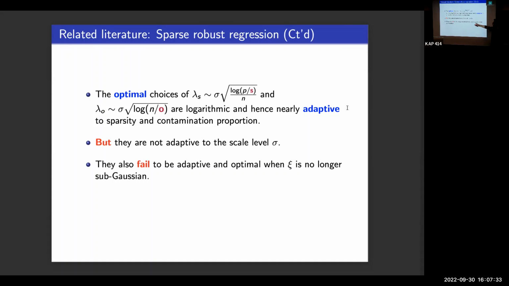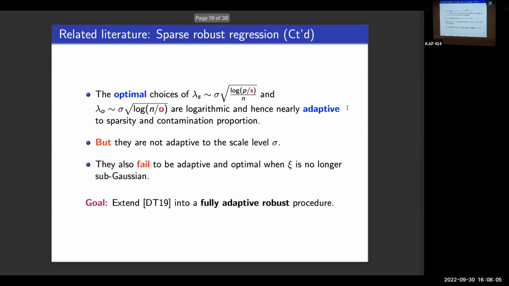The other thing is, it turns out that all of this works pretty well when the noise is sub-Gaussian, but the moment it is no longer sub-Gaussian, this lambda O would no longer have a logarithmic dependence on O, but a polynomial dependence. Then not knowing O would come with a bigger price than just a logarithmic factor. So it would no longer be adaptive to the number of outliers either. These are the two issues. This works pretty well in practice, but it's not really an adaptive procedure in the sense that we need to know all these parameters in advance.